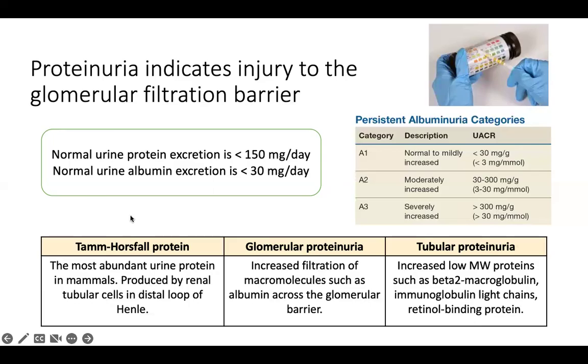So what are the types of protein you might see in a urine test? If you took someone's urine and sent it to the lab for analysis, the most abundant urine protein in mammals is Tamm-Horsfall protein. It's produced in the renal tubular cells in the distal loop of Henle, and probably has a role in maintaining health and excretion of toxins by the kidneys. And then glomerular proteinuria is when we're detecting increased filtration of macromolecules across the injured glomerular barrier.